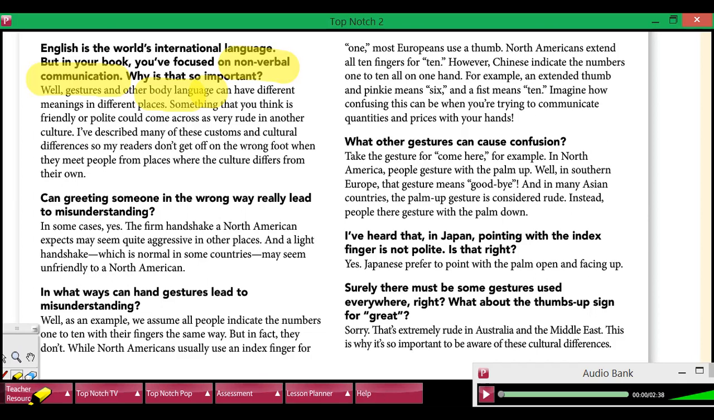Hello, Joel, are you there? Oh, he got disconnected. Rudy, what did you find about non-verbal communication?